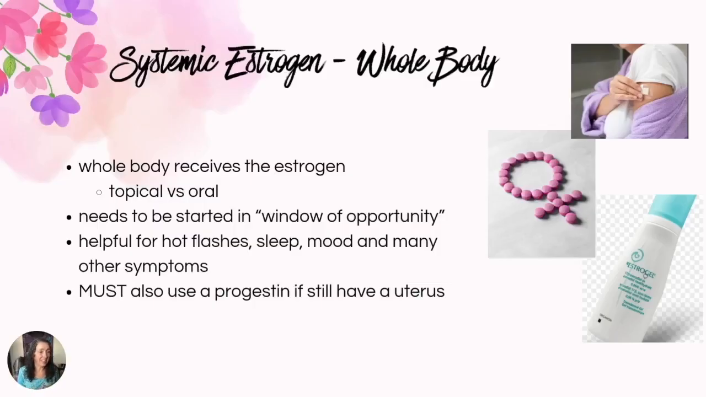So therefore it's ideally started in the window of opportunity, within 10 years of the last menstrual period and less than 60 years of age, ideally. It can be helpful for hot flashes, sleep, mood, many of the other long list of symptoms, musculoskeletal syndrome of menopause, like the aches and pains, and a whole bunch of different things. But like I said, you can either do it as a patch or a gel, or as a pill. It's your whole body on estrogen, and so therefore you must use a progestin if you still have a uterus to make sure that your uterus is protected from endometrial cancer.